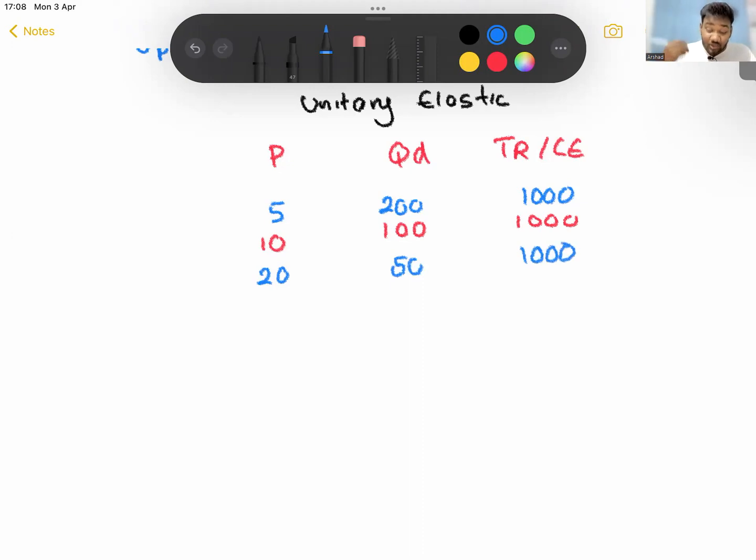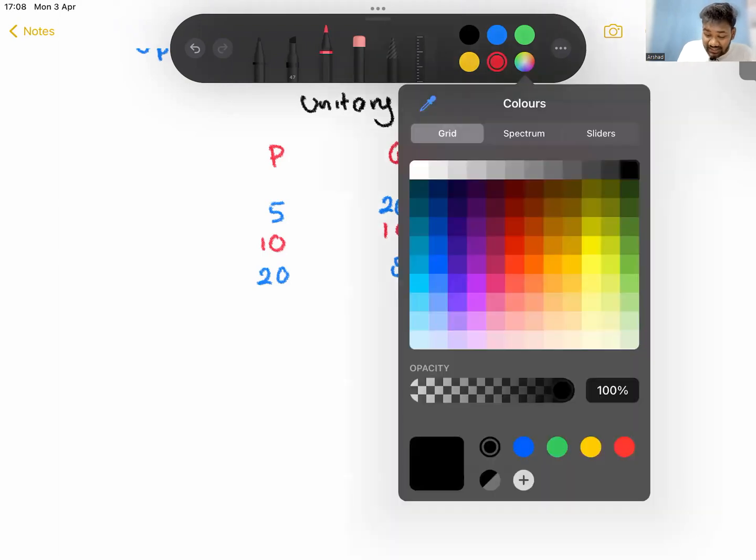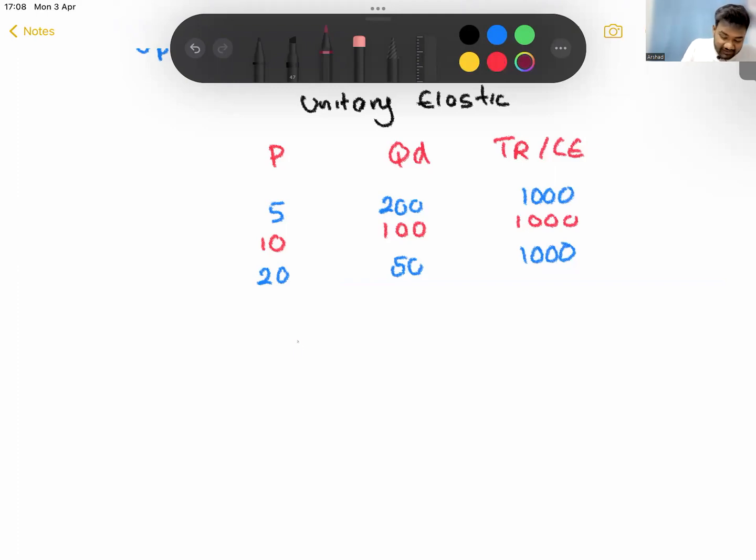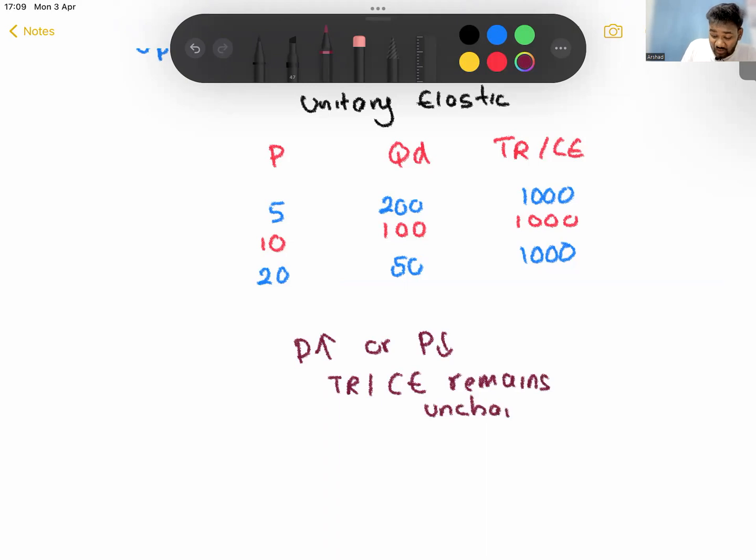So in unitary elastic, what do you need to know, guys? You need to realize in unitary elastic, no matter what happens to the price, even if the price increases or even if the price decreases, the total revenue or the consumer expenditure remains unchanged. So they can give you questions. They can tell you, now remember PED is what? Unit elastic means PED is equal to -1.